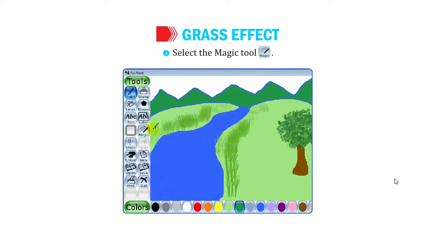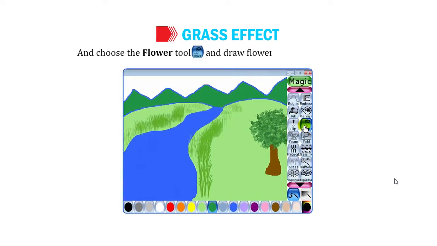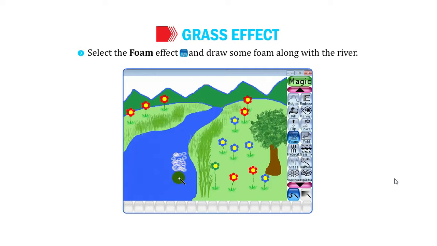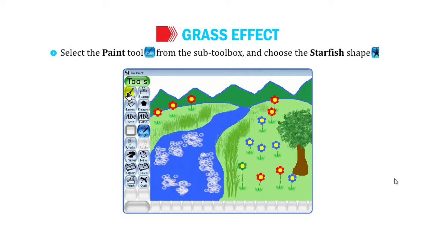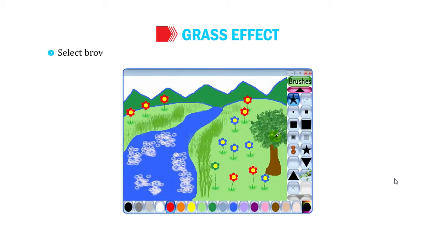Select the Magic tool and choose the Flower tool and draw flowers of different colors. Select the Foam effect and draw some foam along with the river. Select the Paint tool from the Sub-tool box and choose the starfish shape. Select brown color from the colors palette and draw a few starfish on the foam.